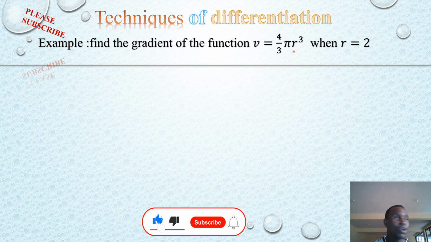Okay, recall it. It's important that you should be able to recall things. V here is depending on the values of r. So we are looking for dV on dr, because V is a dependent variable while r is the independent variable.